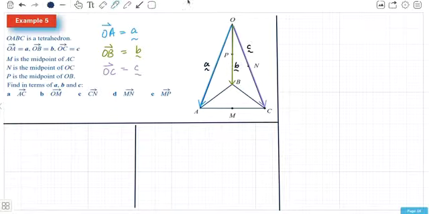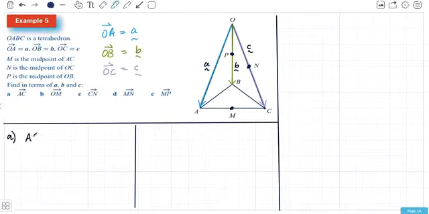Okay, M is the midpoint of the line between A and C. N is the midpoint of OC, which is this one, so there's a point there, and P is the midpoint of OB, so it's just going to help us to define a few things later on. Now we're going to be finding, in terms of A, B and C, those three vectors, A to C, O to M and so on. So let's have a look at the first one.